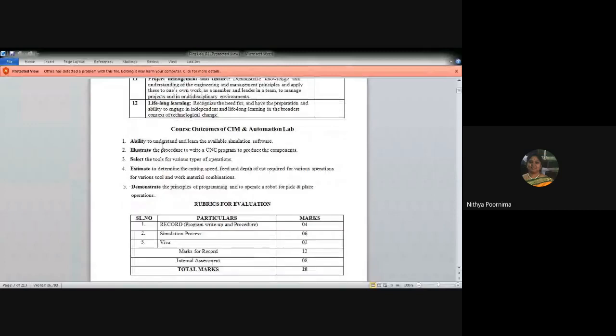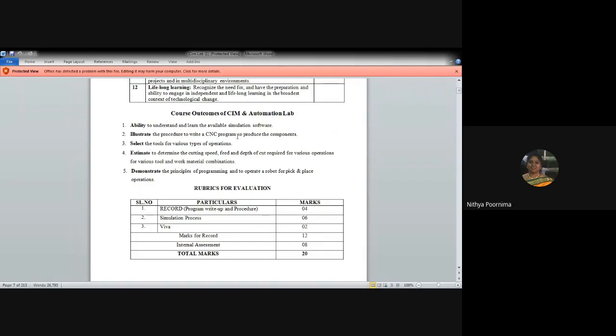Okay. So basically, these are the program outcomes. Now let's move on to course outcomes of Sim and Automation Lab. Sim Lab, Computer Integrated Manufacturing Lab, is basically the ability to understand and learn the available simulation software. Next one is illustrate and write the CNC program to produce components, such as you have different operations like turning, you have threading, you have grooving, right? Step turning, taper turning. All these operations, you will be learning to write the CNC program.